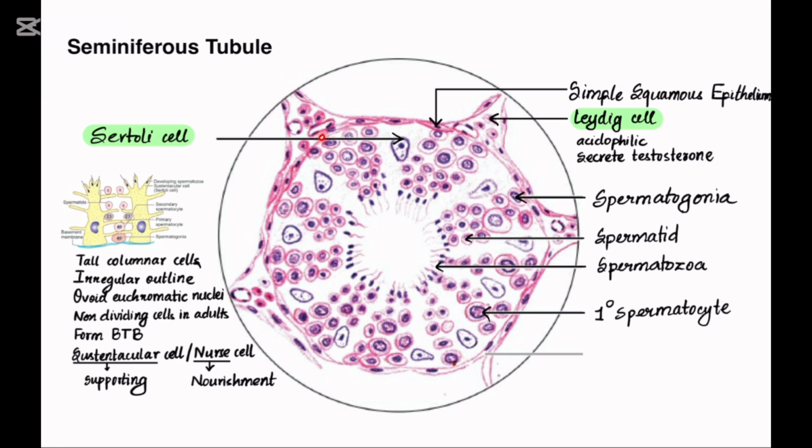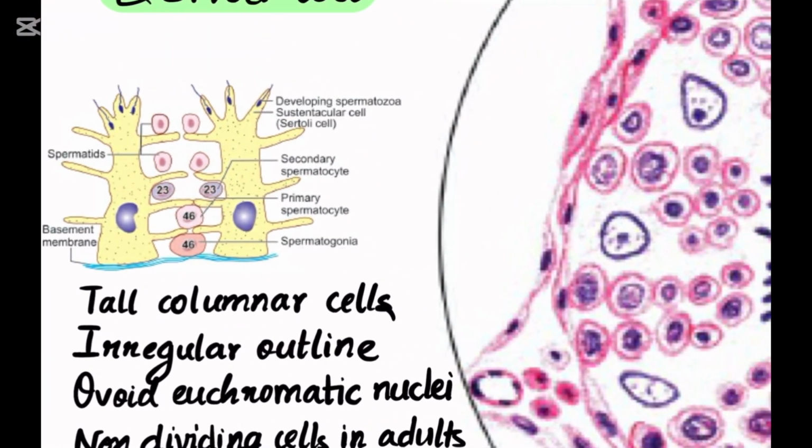The seminiferous tubule is lined by simple squamous epithelium. Inside the seminiferous tubule, there is a special type of cell that you need to know about in detail, and that's the Sertoli cell. Let's look at the Sertoli cell. So the Sertoli cell, as you can see, is a tall columnar cell with irregular outline giving out appendages. The Sertoli cell contains an ovoid euchromatic nucleus. These are non-dividing cells in adults.